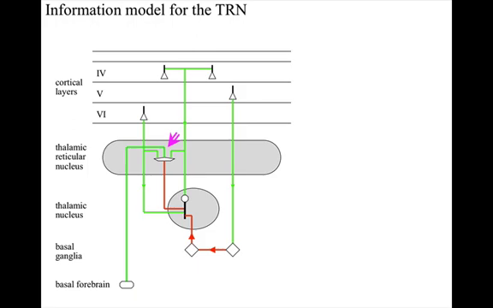So that concludes the discussion of the thalamus, basal ganglia, and basal forebrain and their information models. And next, we'll move on to the amygdala and the hypothalamus.